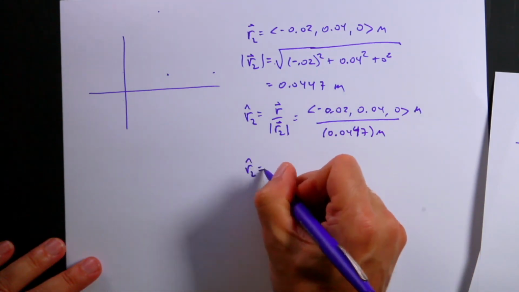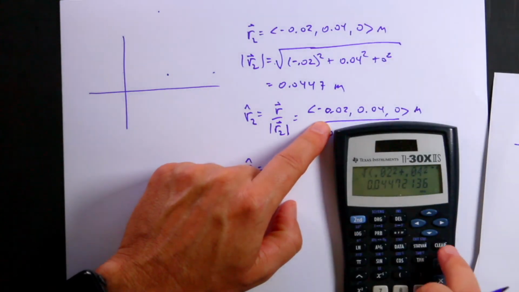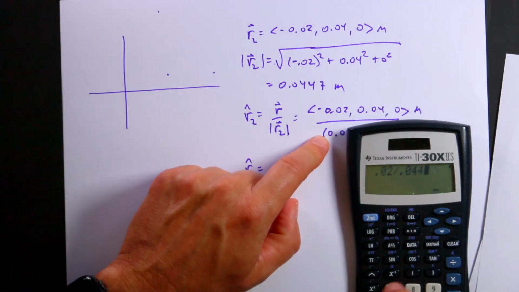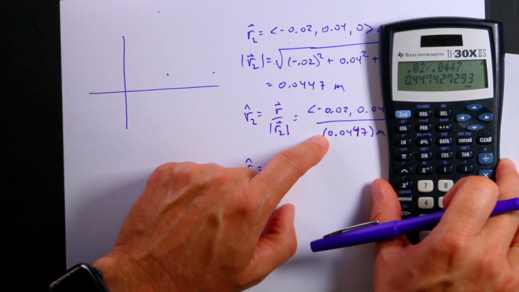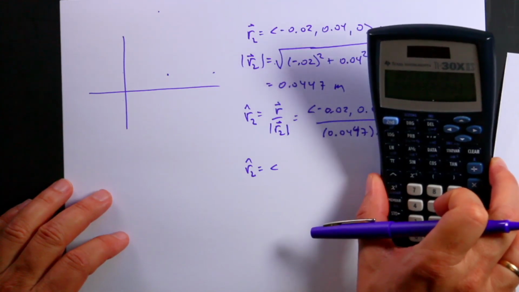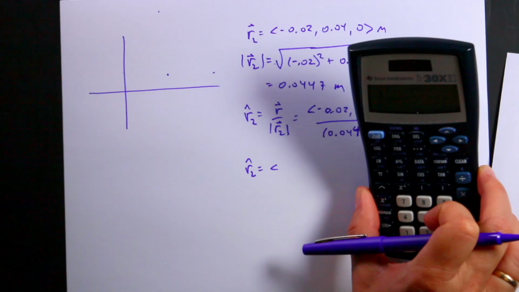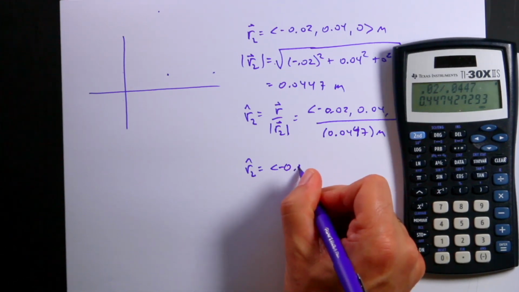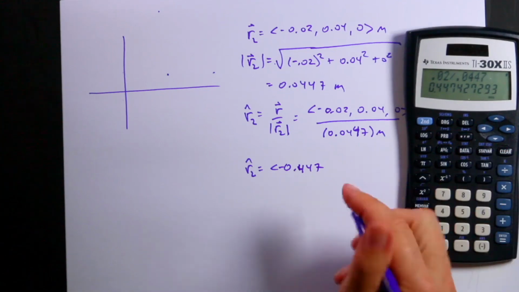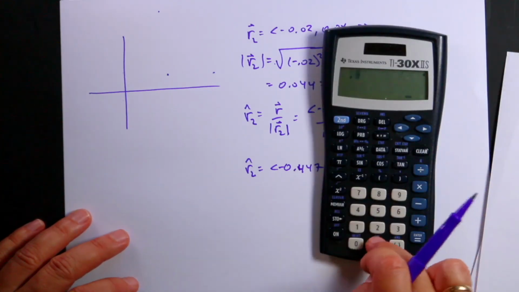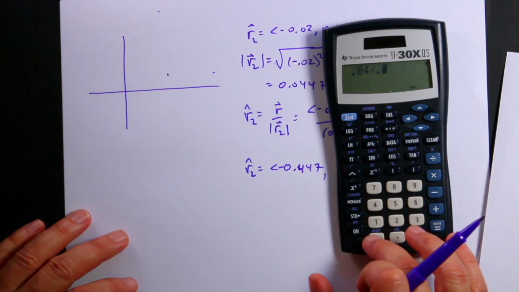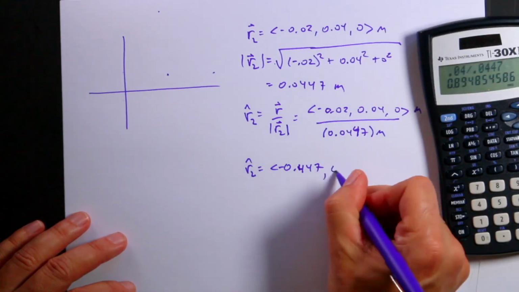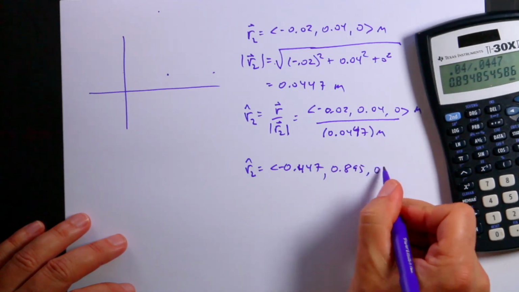So R2 hat is going to be equal to, the first component is negative 0.02 divided by 0.0447, so negative 0.447. It doesn't seem right. I guess it's just coincidence. Now for the y component, I'm going to say 0.04 divided by 0.0447. And I get 0.895. And then 0 divided by that is 0. And that's my unit vector.